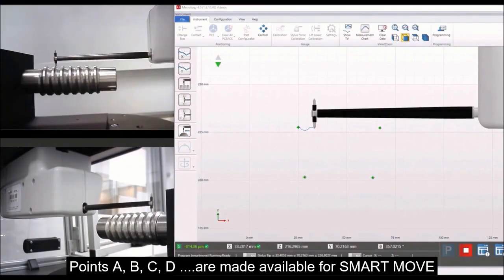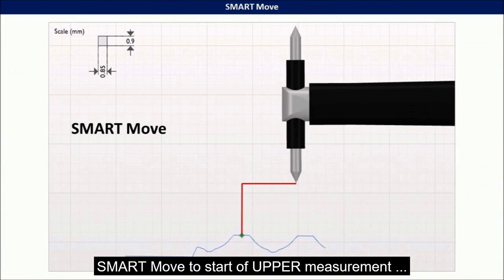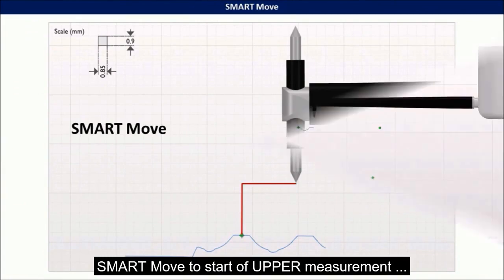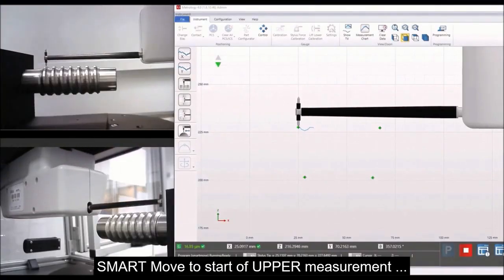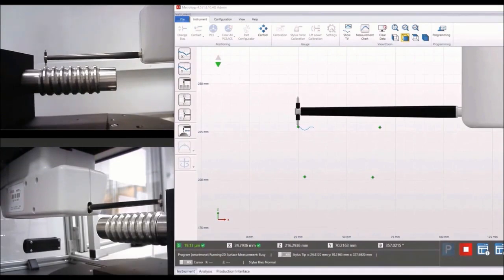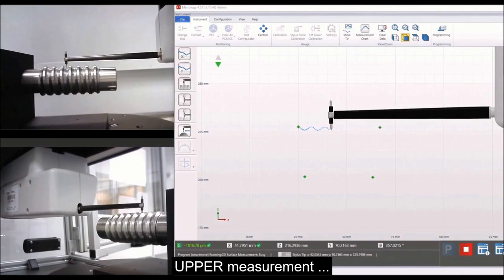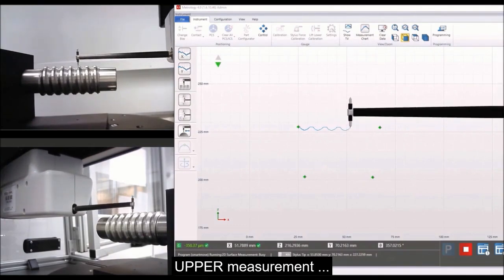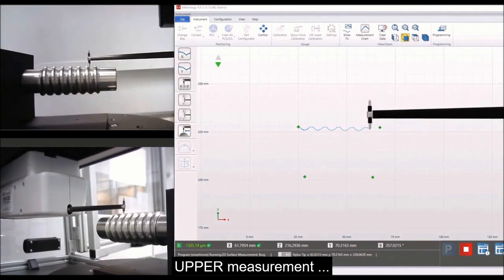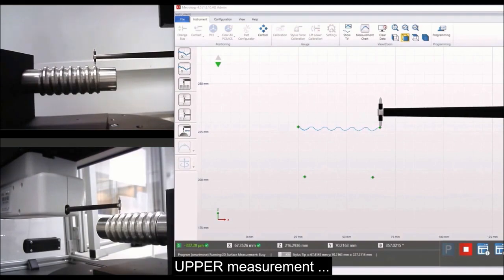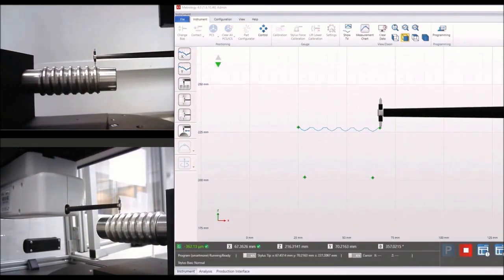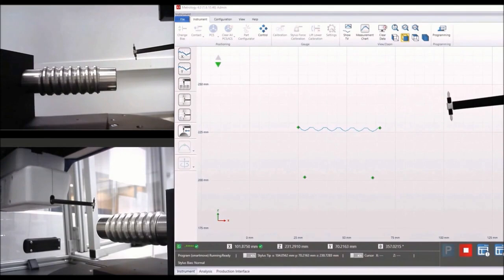So you can see the system is now moving directly and rapidly and precisely to the first point, point A, from which the upper measurement is taken. The stylus moves clear. The bias of the gauge is changed automatically.